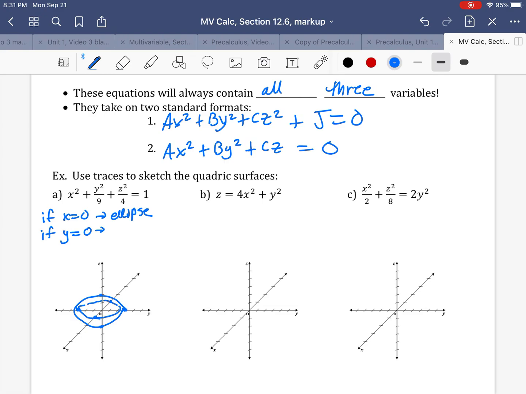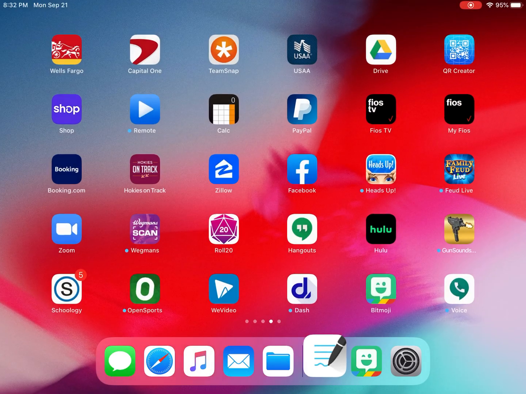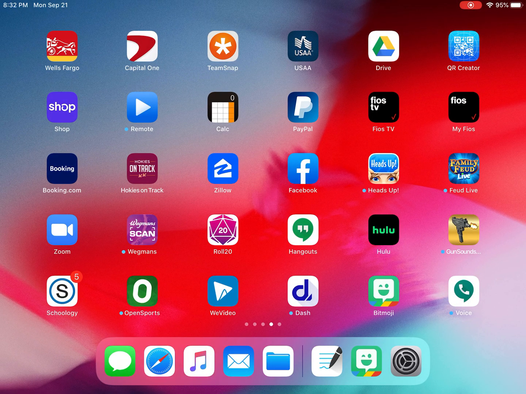I know that's super ugly, but I'm just going to go like this to cover that up. So it's like a football. It's an ellipsoid. And if z equals 0, then I also have an ellipse. Let's finish this off, then I'll show you a better picture of this. I'll show you another picture of that.